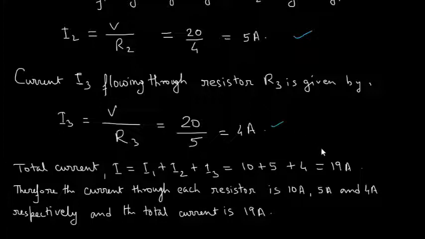The total current I is equal to I1 plus I2 plus I3, which putting the values of I1, I2 and I3 as 10, 5 and 4, we get 19 ampere. Therefore, the current through each resistor is 10 ampere, 5 ampere and 4 ampere respectively, and the total current is 19 ampere.